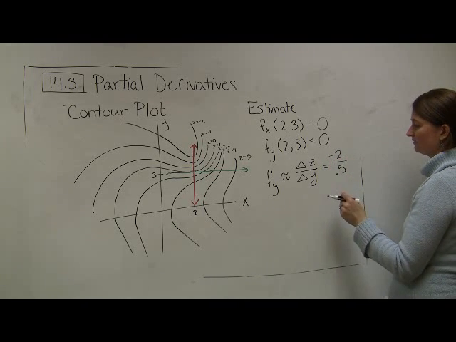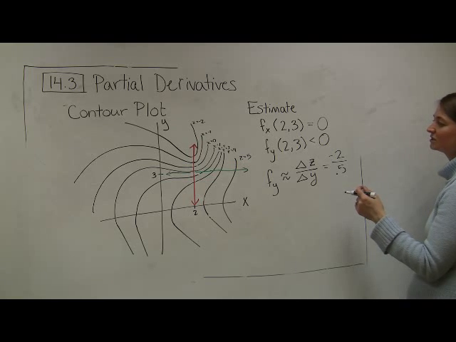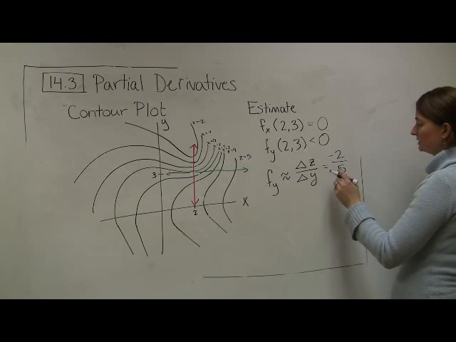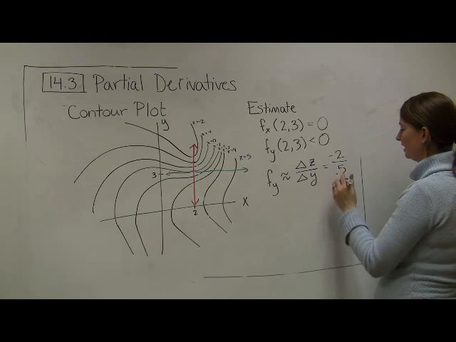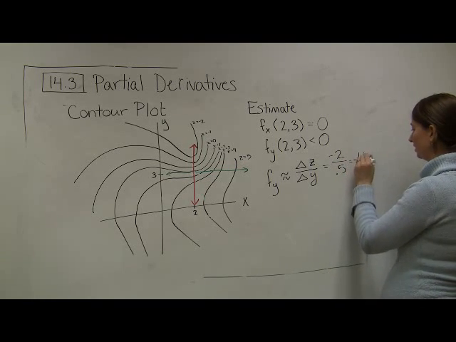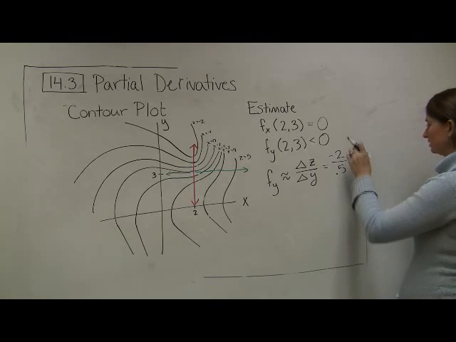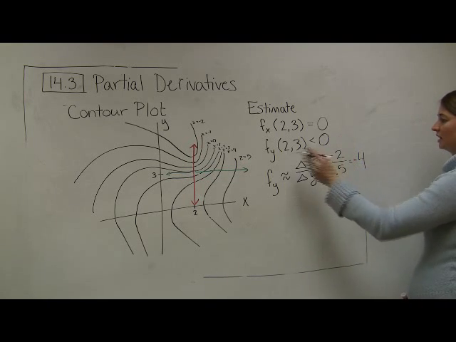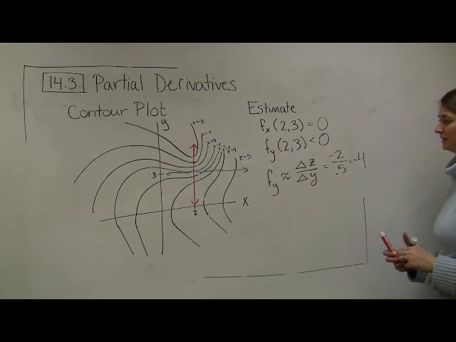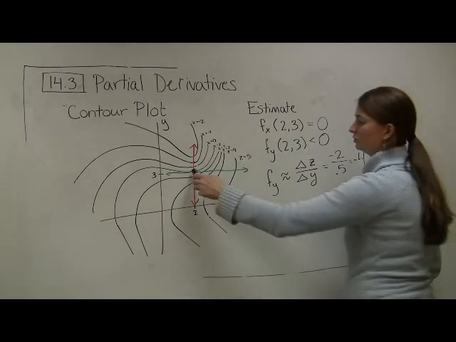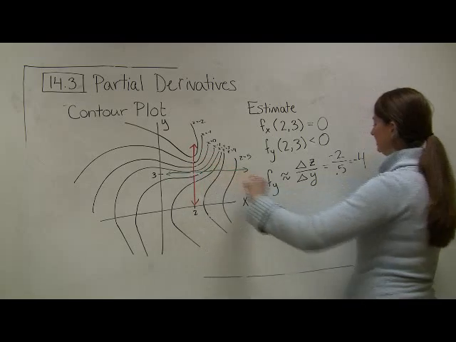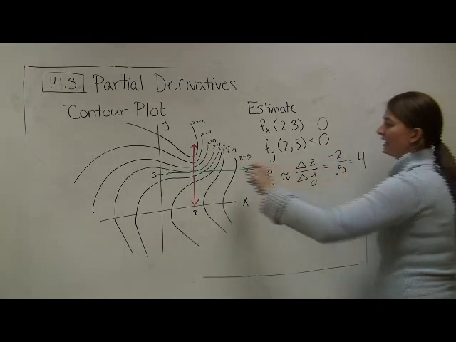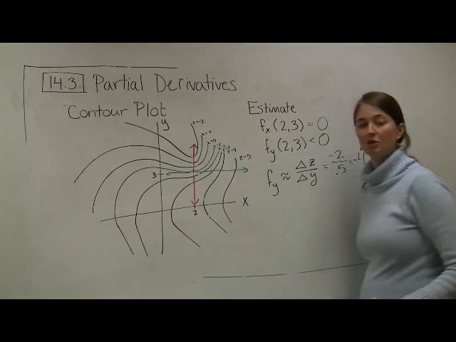So in this case, if I were to approximate this, it looks a little bit like my slope is about equal to -2 divided by 0.5, which is -4. So this is an approximation of what my partial derivative with respect to y at the point 2, 3 is giving me. I'm changing my y's a little bit, and that's resulting in my z values going down by 2.